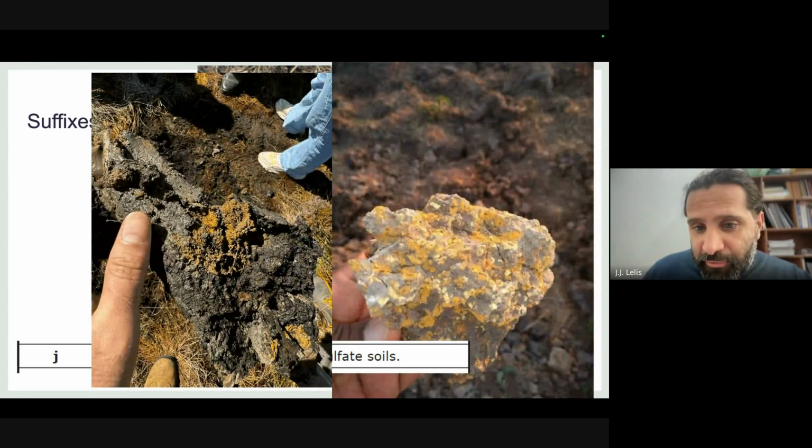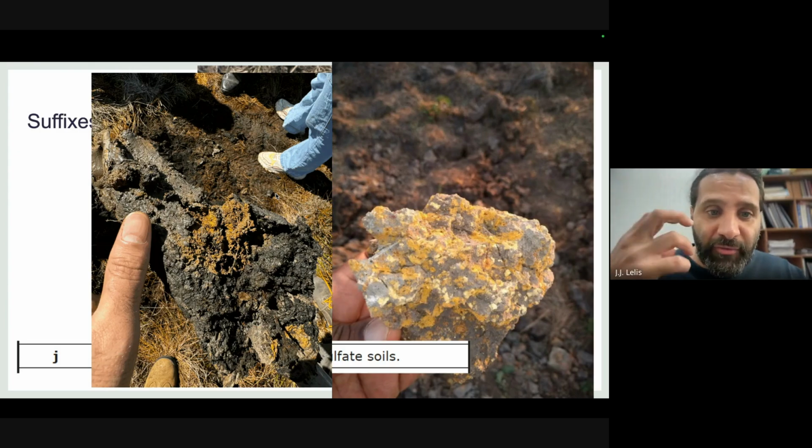Here you can see some photos showing the presence of the jarosite. Okay, this yellowish color is related to the jarosite. And of course, in the field, I can smell very easily that very strong odor, the very strong smell of rotting eggs. Okay.